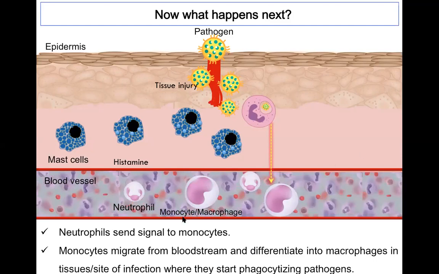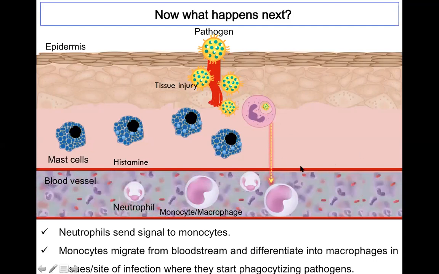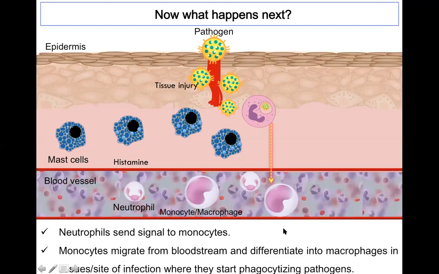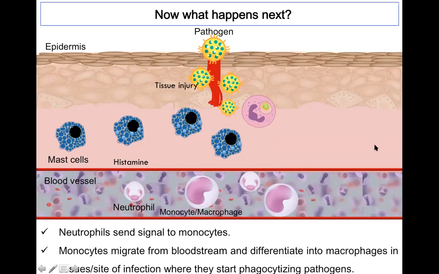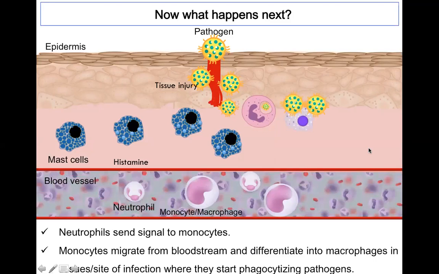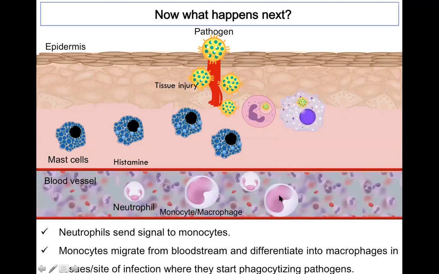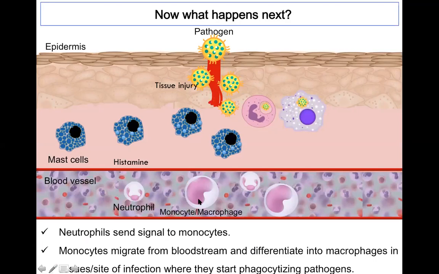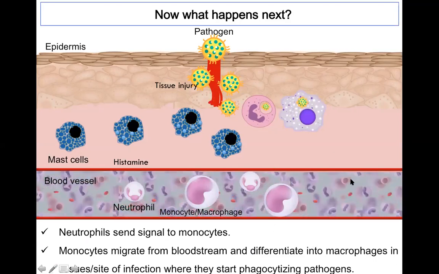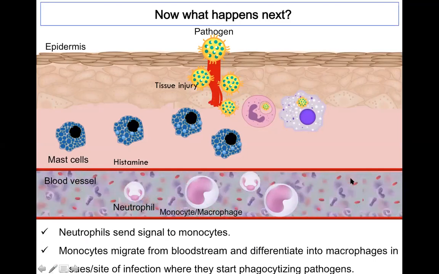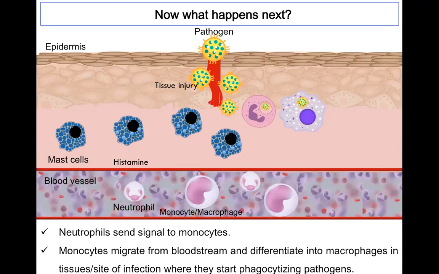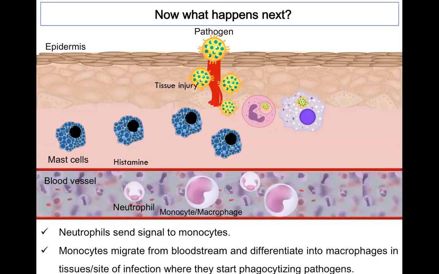So when the signal is received from the neutrophils, these monocytes start to migrate from the bloodstream, and after leaving the bloodstream, they differentiate into macrophages. Macrophages are large cells which can engulf even more pathogens, quickly and more efficiently as compared to the neutrophil itself.